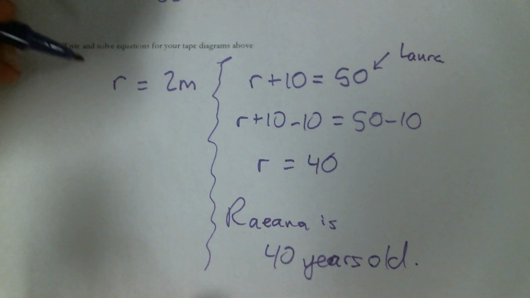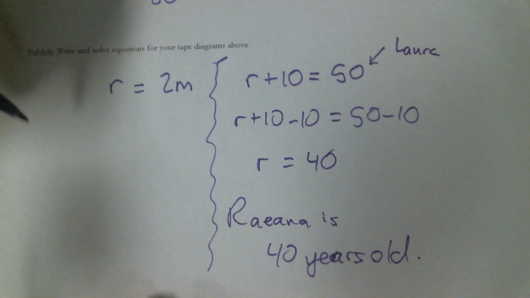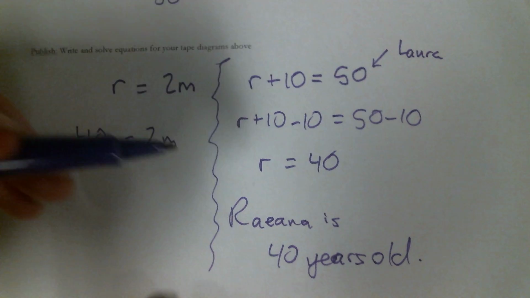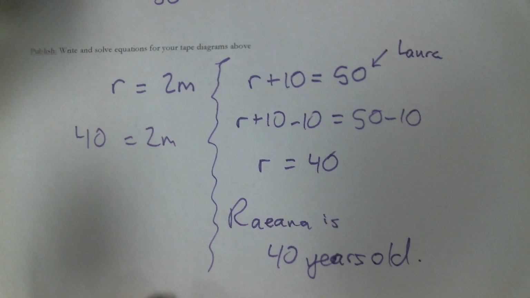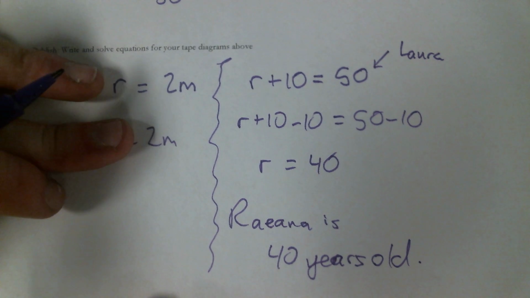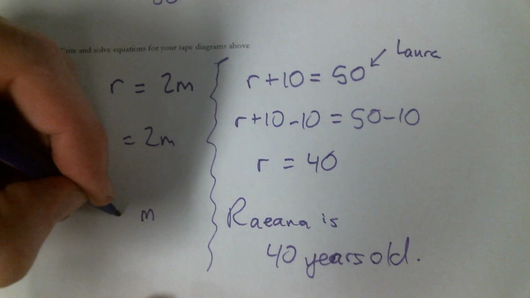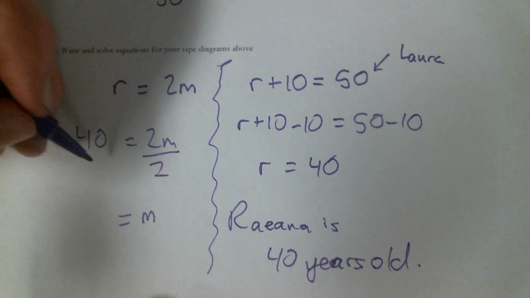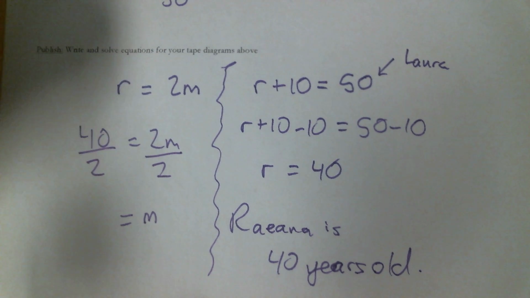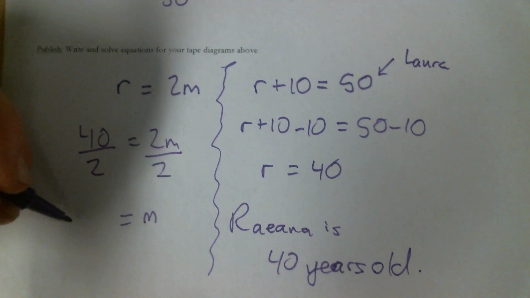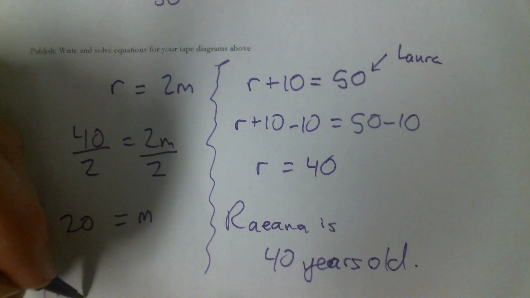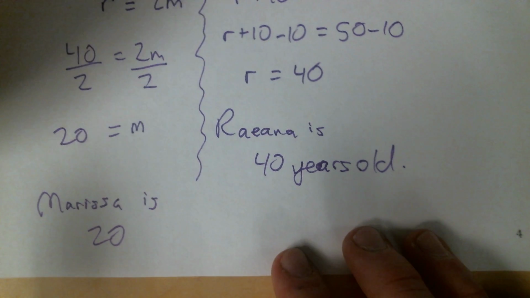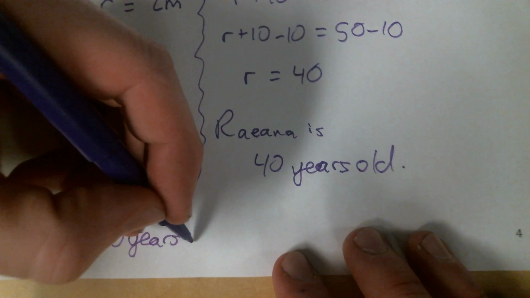Let's look at the next one. So we know what Raina's age is, right? We know she's 40 years old. We just figured that out down here. We said R equals 40. Okay, R is 40. Put a 40 in there. Okay, well, how can I make 2M so it's just M? Because that'll tell us Madeline's age, right? Well, this means 2 times M, so let's divide by 2. Both sides, make sure you balance it out. What's 40 split in half? That's 20. So that must mean Madeline is 20. She's definitely the youngest one, 20 years old.